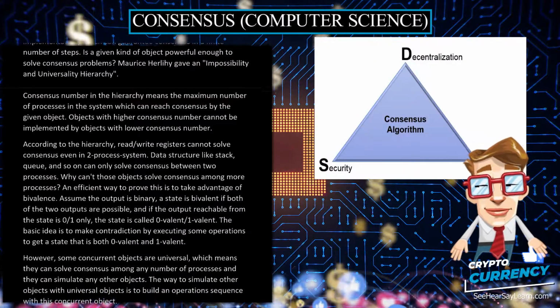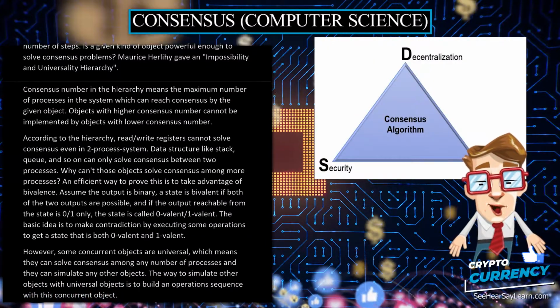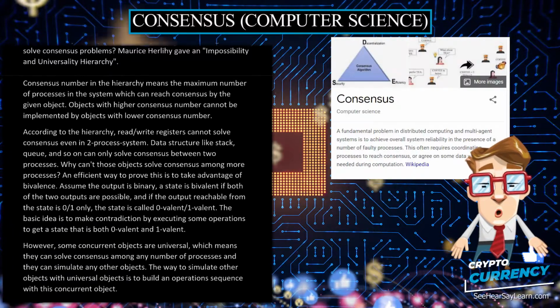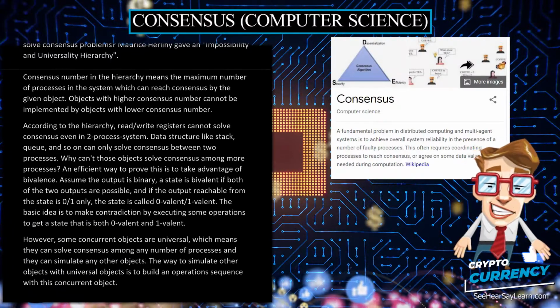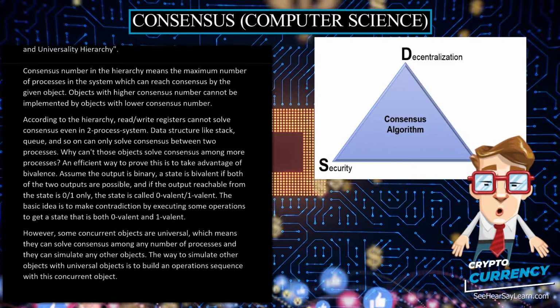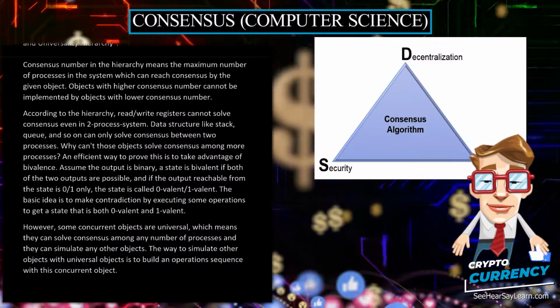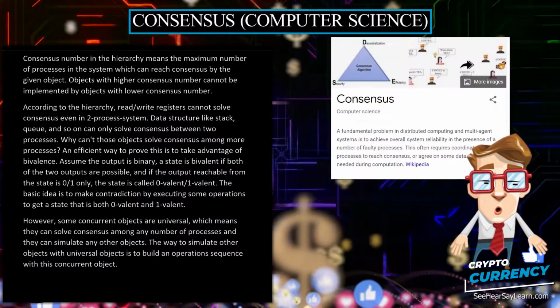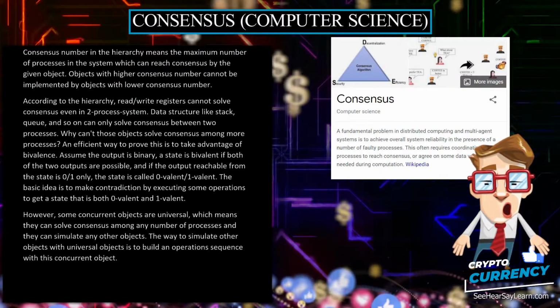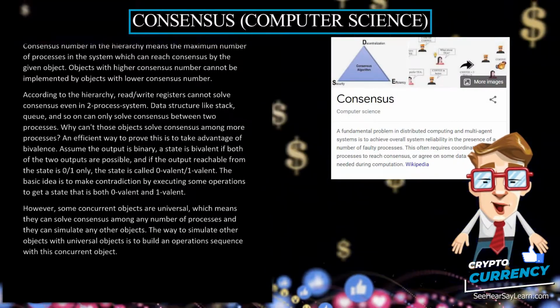However, some concurrent objects are universal, which means they can solve consensus among any number of processes and they can simulate any other objects. The way to simulate other objects with universal objects is to build an operation sequence with this concurrent object.